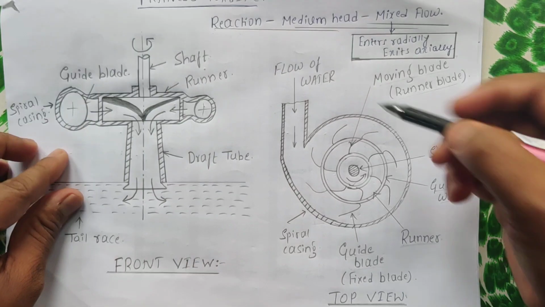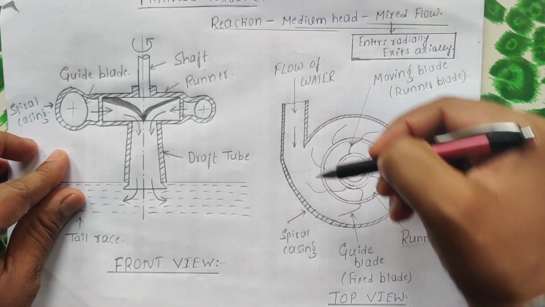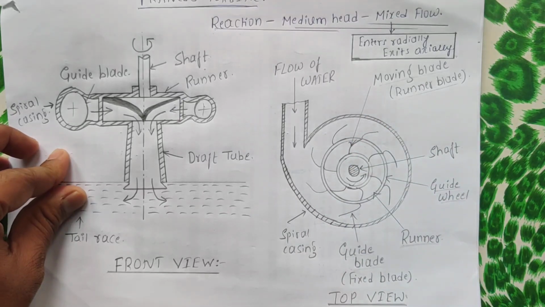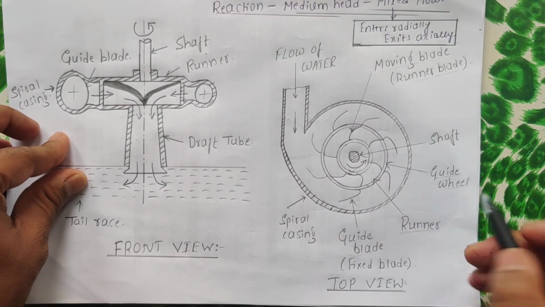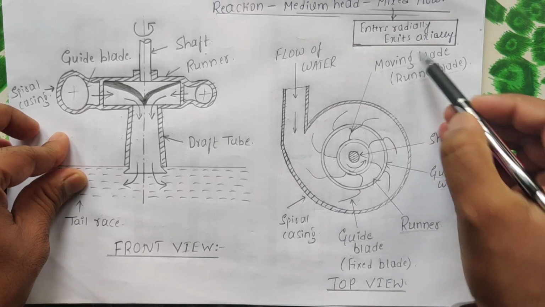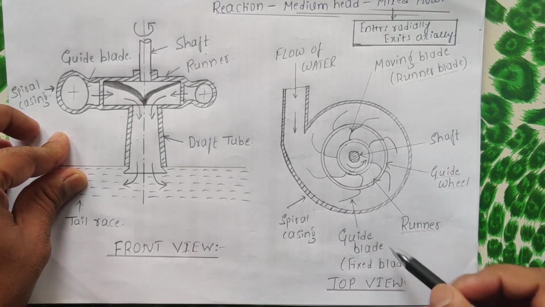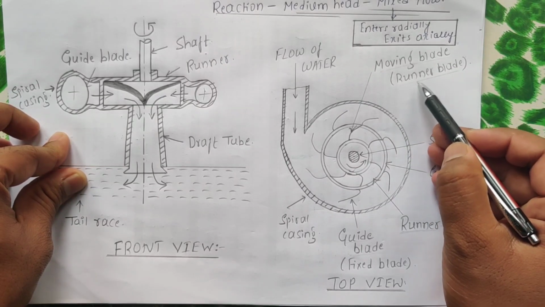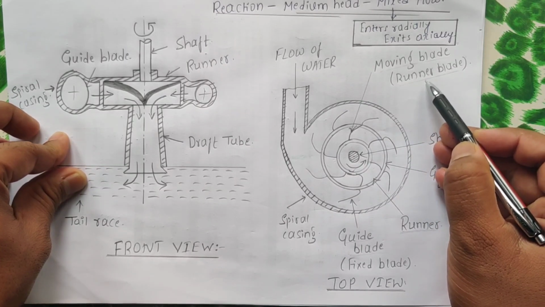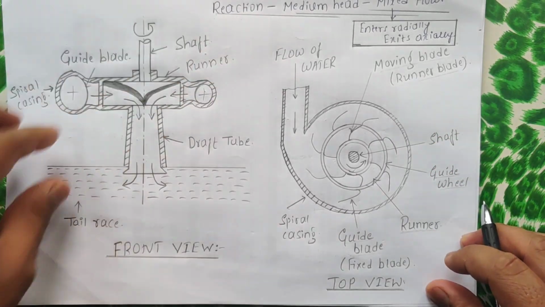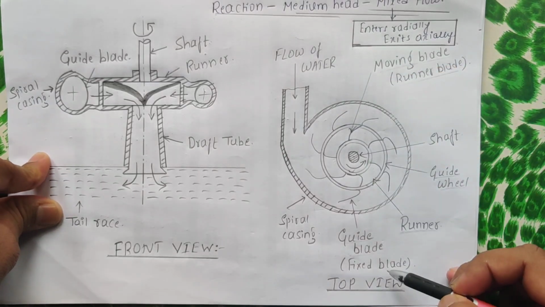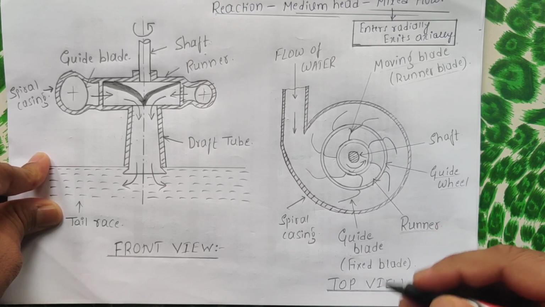Coming to the working of this, flow of water is shown like this. So initially the water enters the turbine like this, that is radially, and the water hits the turbine blades. If you can observe here, there is a guide blade and moving blade. So the guide blade is basically a fixed blade, and the moving blade is usually the runner blade. The runner blade is moving. Okay. So initially the water hits the guide blade, that means fixed blade.